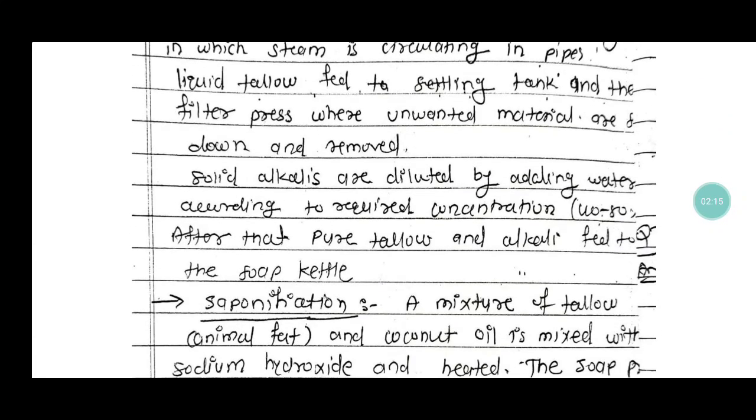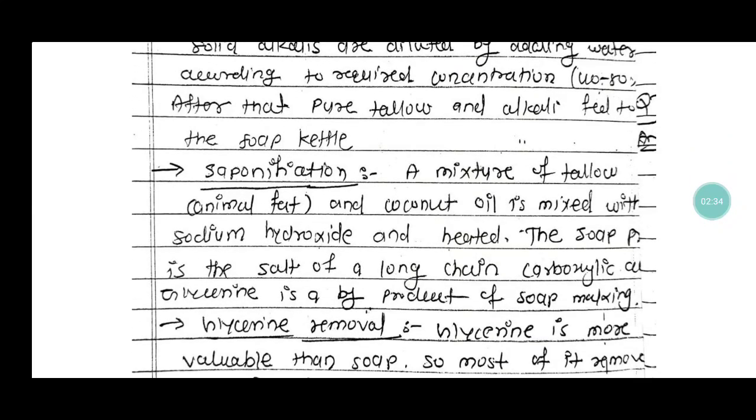The solid alkalis are diluted by adding water according to the required concentration, that is approximately 40 to 50%. After that, the pure tallow and alkali are fed to the soap kettle, where saponification occurs: a mixture of tallow, animal fat and coconut oil is mixed with sodium hydroxide and heated. The soap is the salt of a long chain carboxylic acid, where glycerin is a byproduct of soap making.